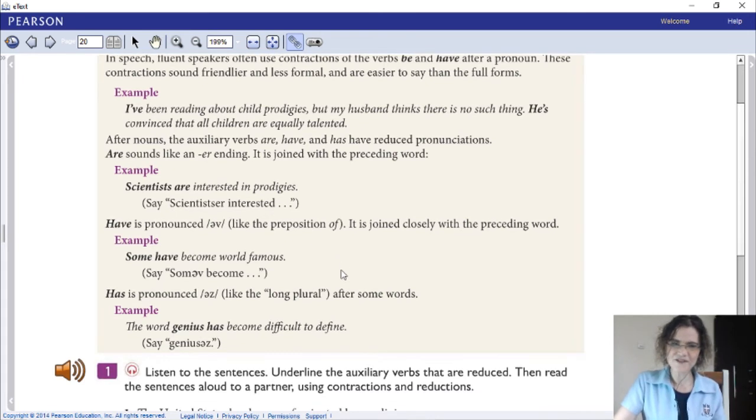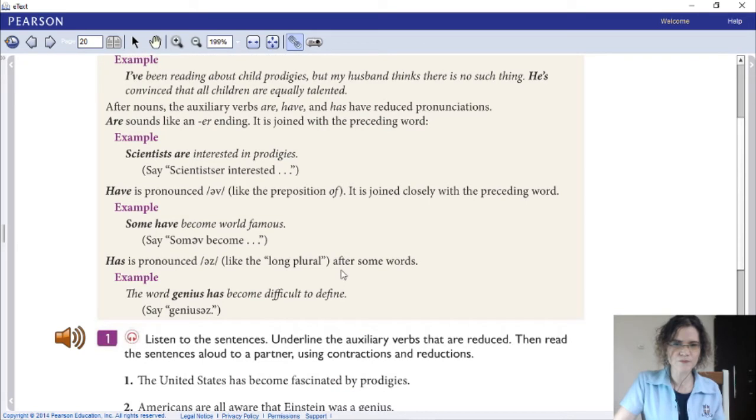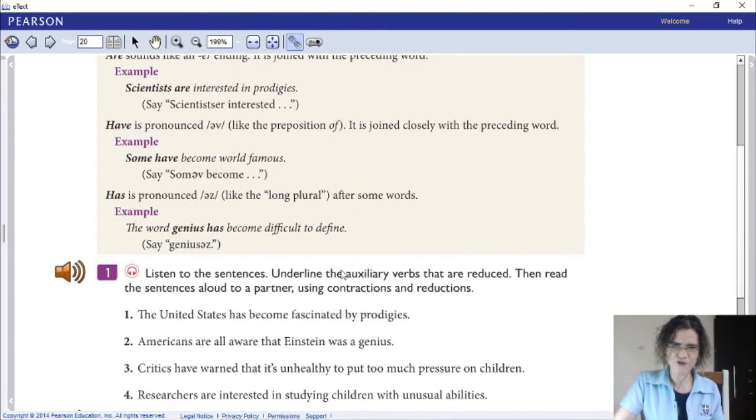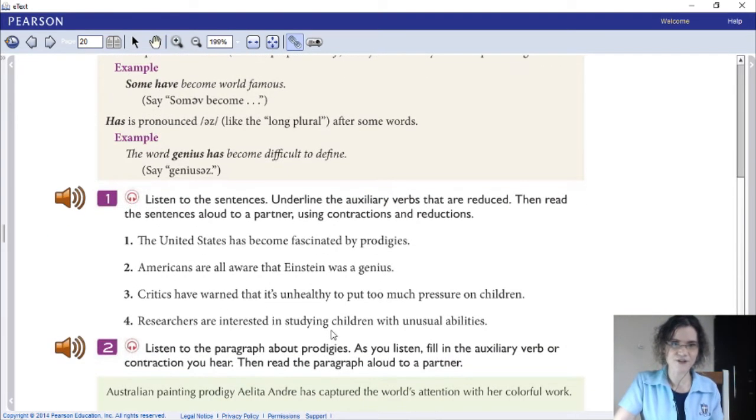Yeah. Has is pronounced like a long plural ending after some words. For example, the word genius has become difficult to define. Genius has become difficult to define. So it's kind of attached to it. And that might sometimes make it hard to understand or hear what a person is saying also.